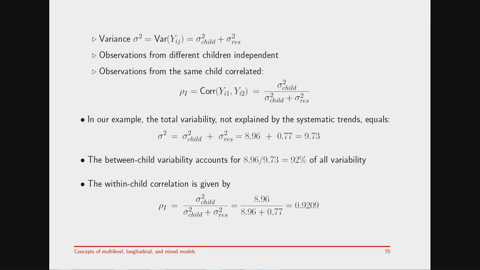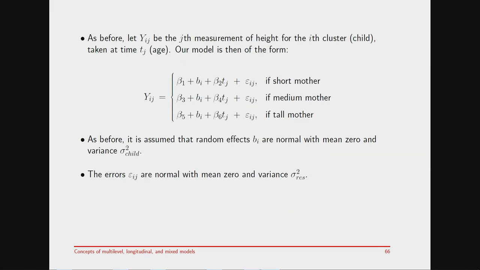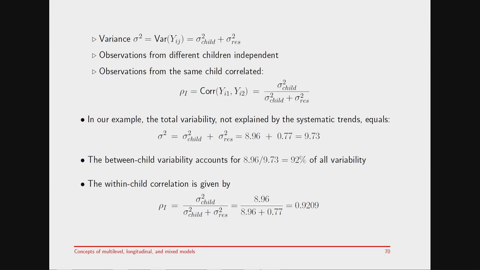What is the variance? Well, the variance of y, if you would just take your model from here and calculate the variance of y, would just be the variance of the random effects plus the variance of the residuals. So the variance of y would be the sum of these two variance components.